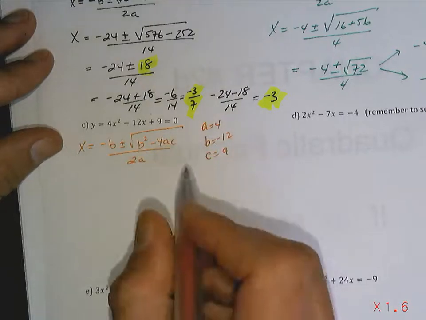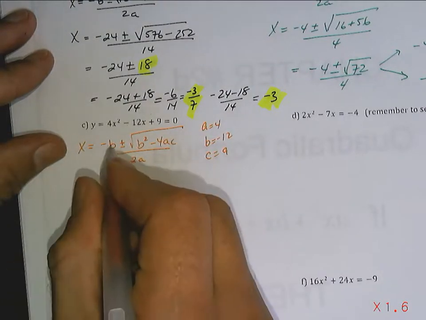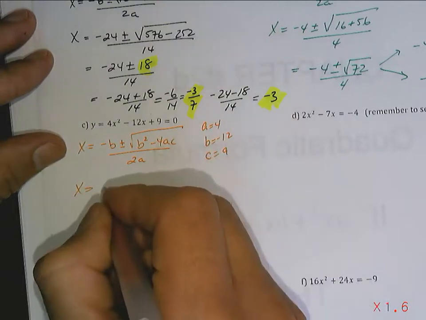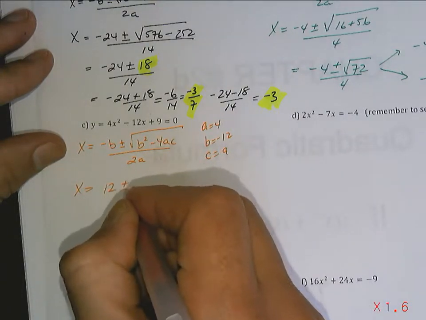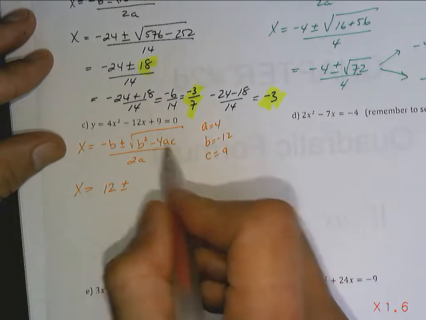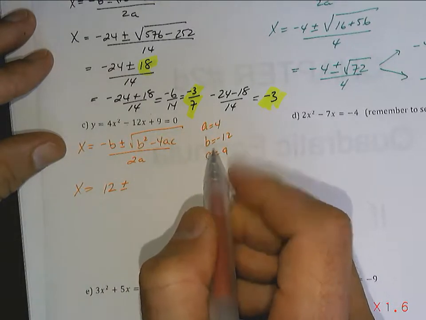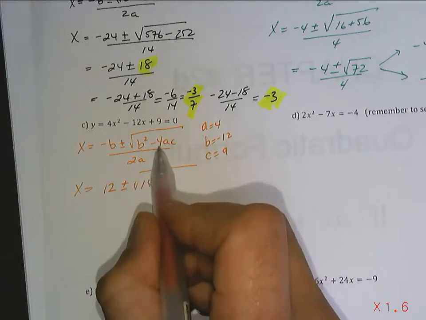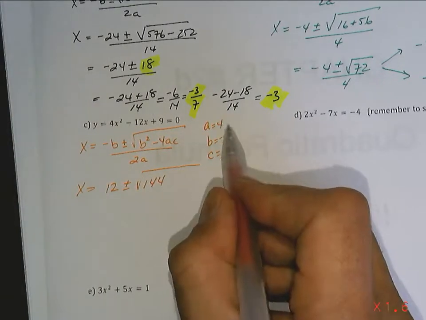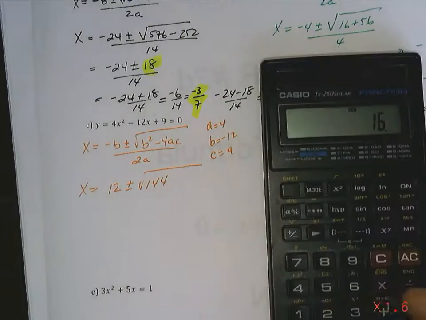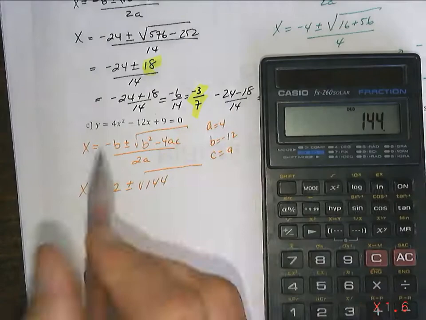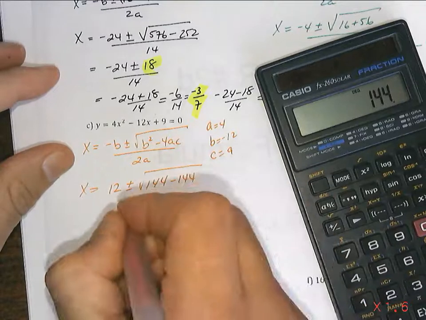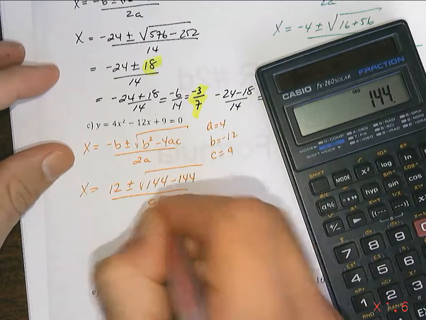Now be careful when you put in your numbers. Minus B. B is already negative 12. So it's a negative times a negative. So that's going to become positive 12. Plus or minus. B squared is negative B times negative B. So that's positive 144. So I've got 4 times 4 is 16 times 9. 16 times 9 times negative is negative 144. Excellent. Over top of 8.